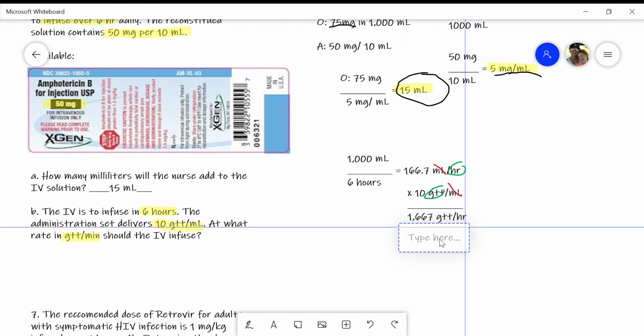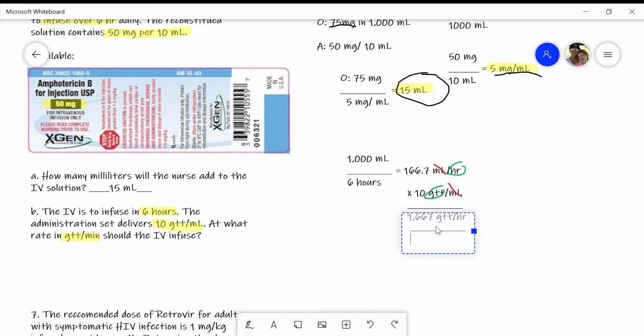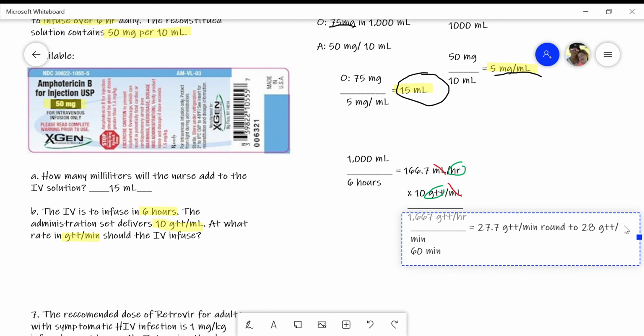And then once you have that GTT an hour, we're now going to divide that by 60 minutes, because you have 60 minutes in an hour, obviously. And then that is going to give us 27.7 GTT a minute. And you're going to round that to 28 GTT a minute, because you can't do half a drop.